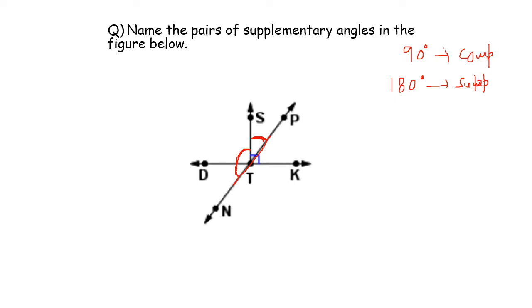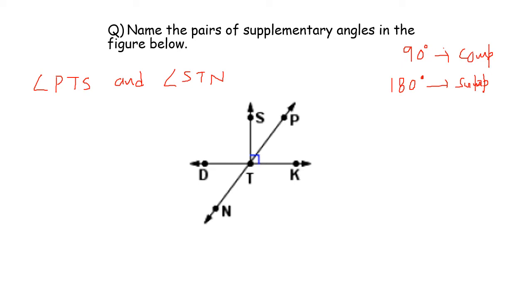So how to name it? Angle PTS and this one angle STN. So angle STN. They are supplementary of each other. Clear?